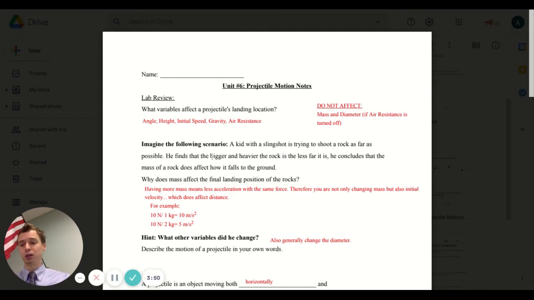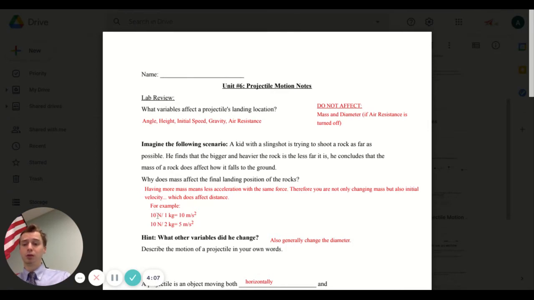One thing to also think about, sometimes, as in this scenario, it says the bigger rocks, right? So at that point, we're changing diameter as well. So we're not only changing our initial speed, we're not only changing our diameter, but we're also changing our mass. So we don't know if our distance is because of one of those three variables.